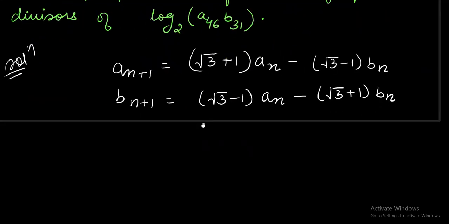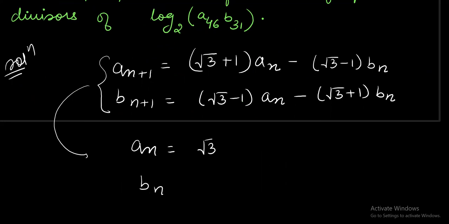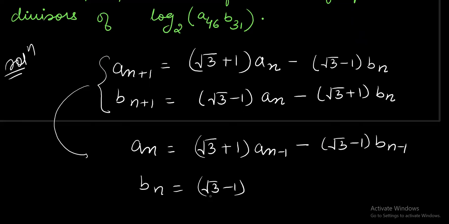An plus 1 and Bn plus 1 are written in terms of An and Bn, but now I'm going to rewrite both of them as An and Bn. That means you can also write An and Bn in terms of An minus 1, Bn minus 1. You can write it as root 3 plus 1 An minus 1, minus root 3 minus 1 Bn minus 1. Similarly, this will become root 3 minus 1 An minus 1, minus root 3 plus 1 Bn minus 1.